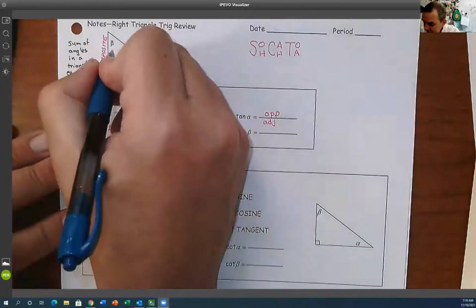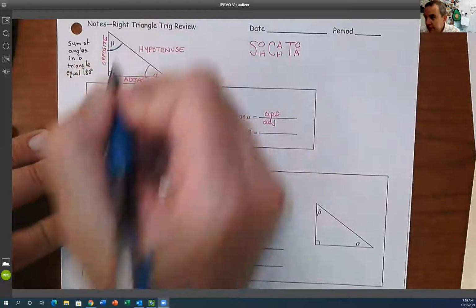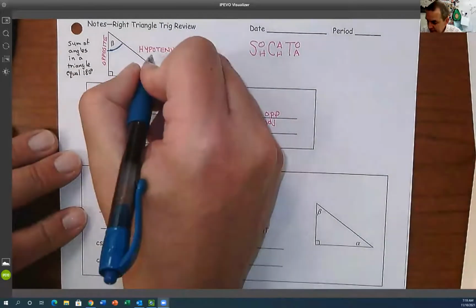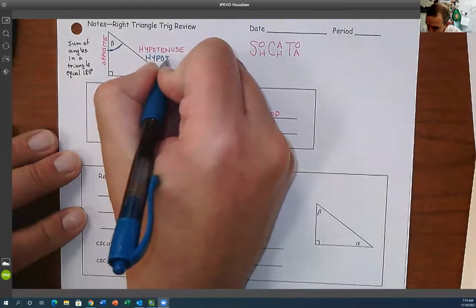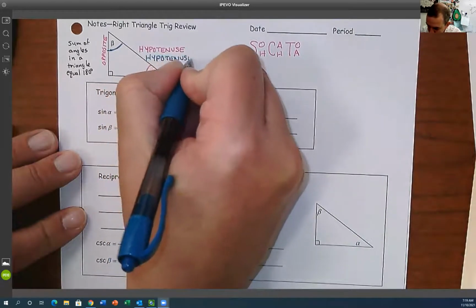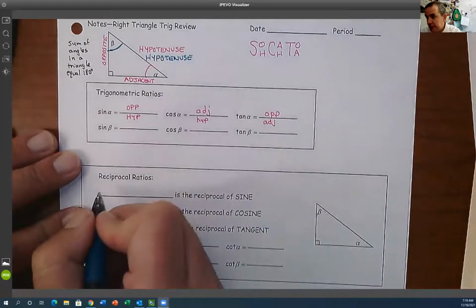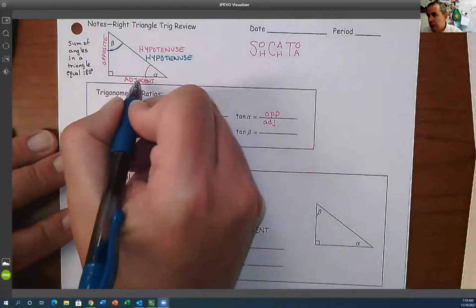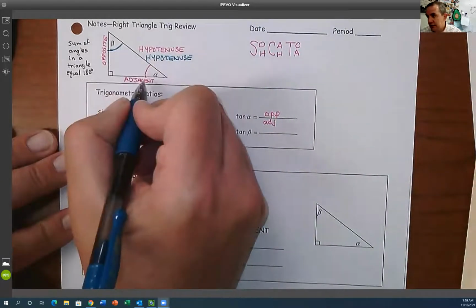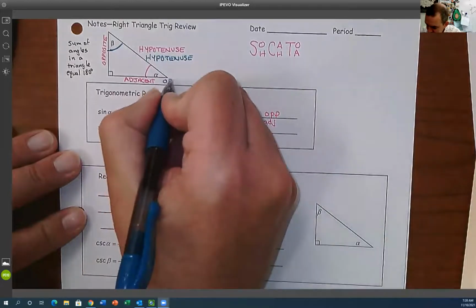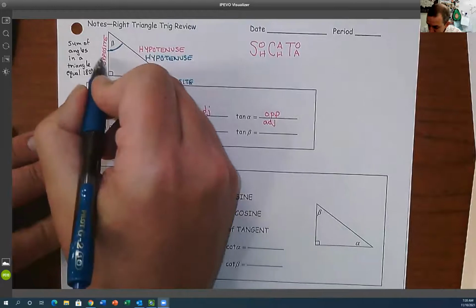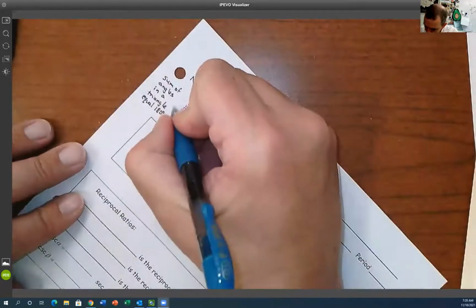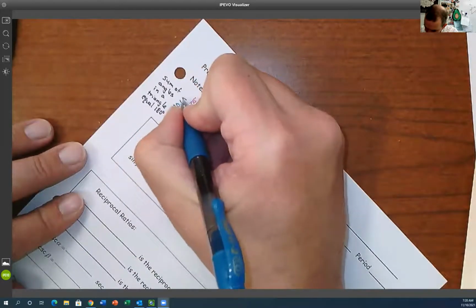If we do it from the angle beta, things change. Now first, the hypotenuse is going to stay the same. Hypotenuse is always going to be the one across from the right angle. So it's always going to be whatever's across from the right angle. But now, what used to be adjacent for alpha is now considered beta's opposite. And what was once opposite for alpha is now going to be adjacent for beta.